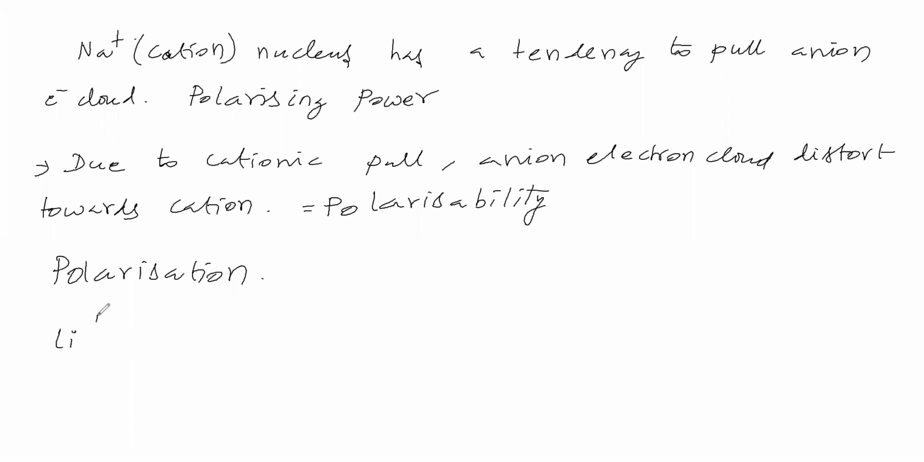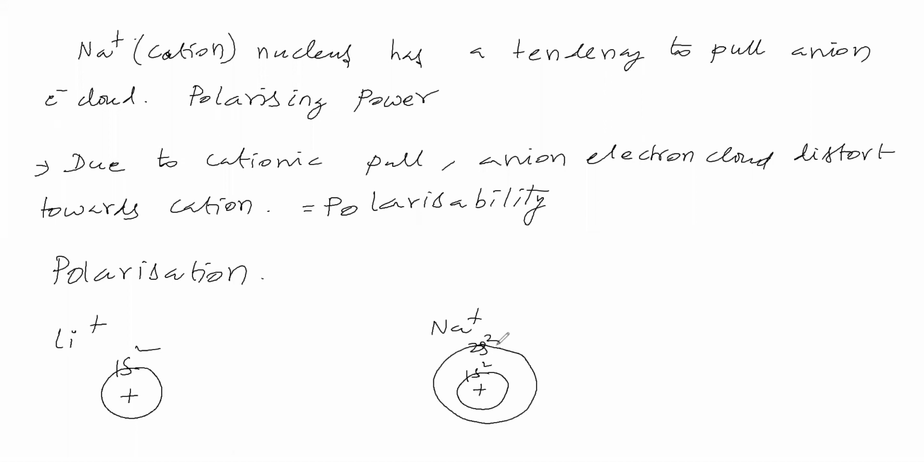Now we'll take Li plus. Li plus has the nucleus and the electronic configuration 1s2. Then we will take Na plus, with electronic configuration 1s2, 2s2, 2p6. Now we will take its periodic property. Periodic property says that for Li plus the size is less, and for Na plus the size is high.